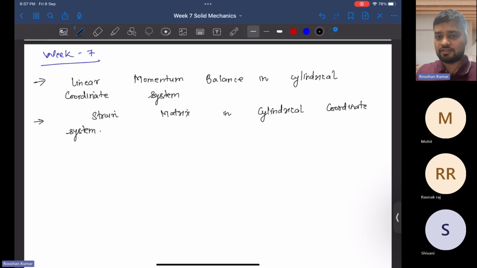Basically in this lecture, the LMB, that is the linear momentum balance equation, has been derived in a similar way as we did in the previous weeks for the Cartesian system. The similar approach was used to derive the linear momentum balance in cylindrical coordinate system. So I will simply write the final expression that we get after deriving the LMB in cylindrical coordinate system. So the first equation is the LMB in cylindrical coordinate system.